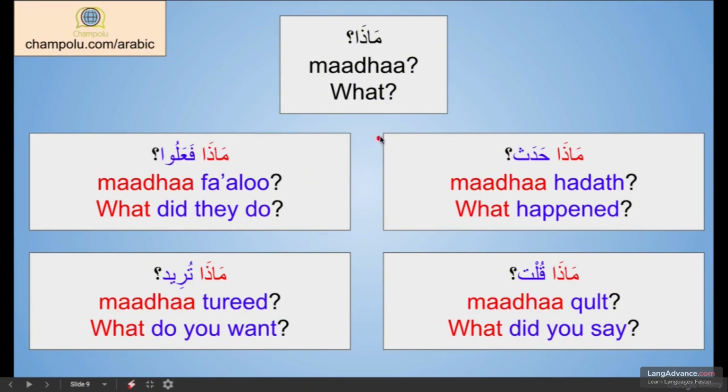Then we arrive to this question word, which is ماذا, which is also what, similar to what we've seen before for the word ما, but this one is used differently. You can see it in the examples here. ماذا حدث? Which means what happened?